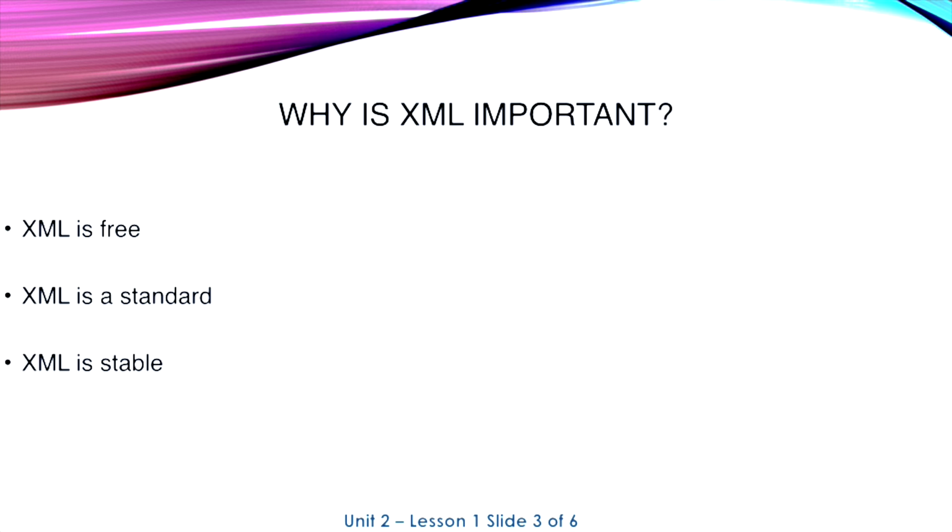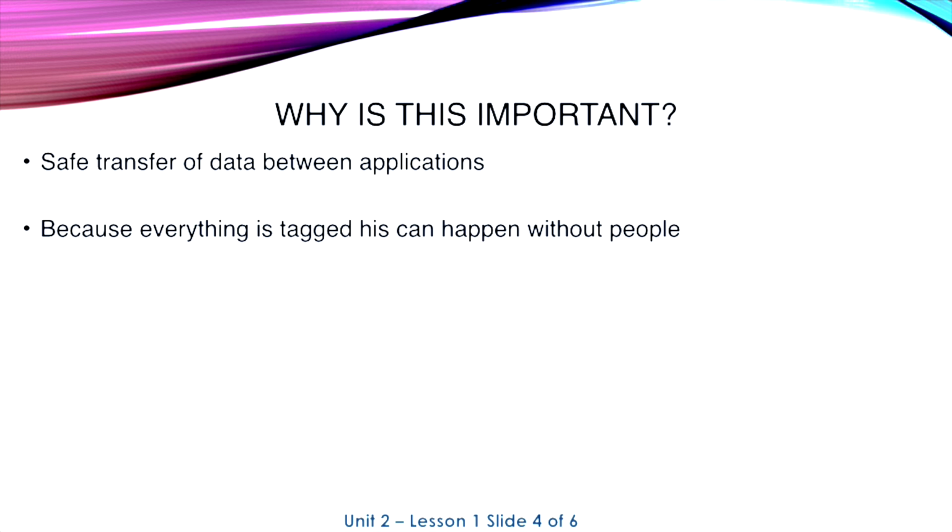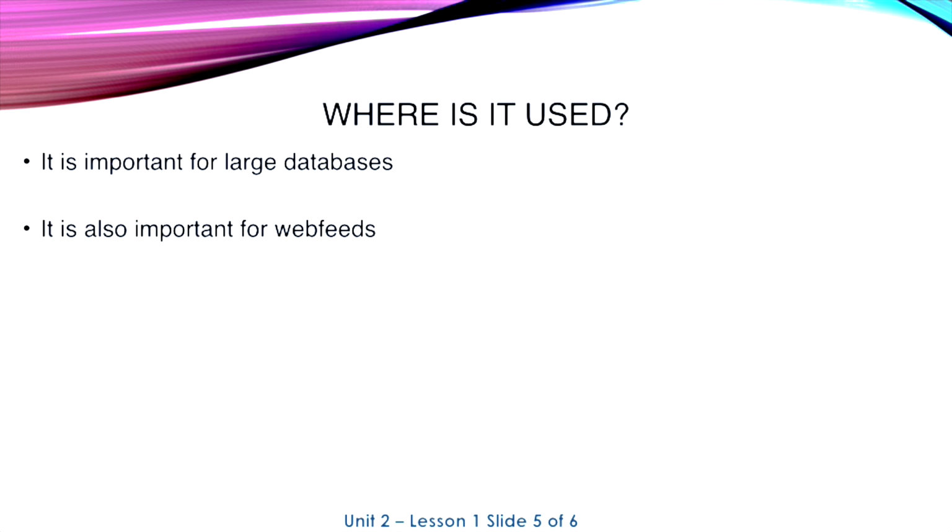Why does this all matter? This matters because it can allow for the safe transfer of data between different applications without the data itself being changed. This allows applications to exchange data between each other without any human involvement. So, because of this, XML is a particularly important form of coding when it comes to databases. Databases function to store data safely and present it carefully.